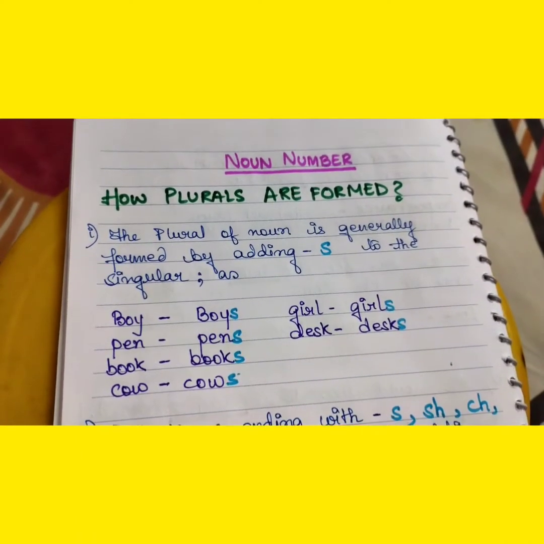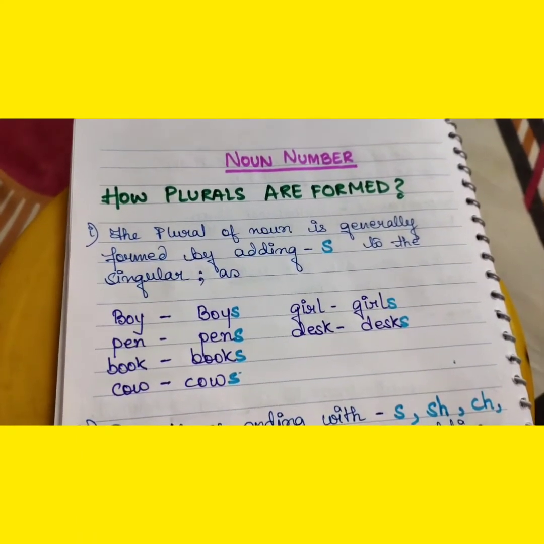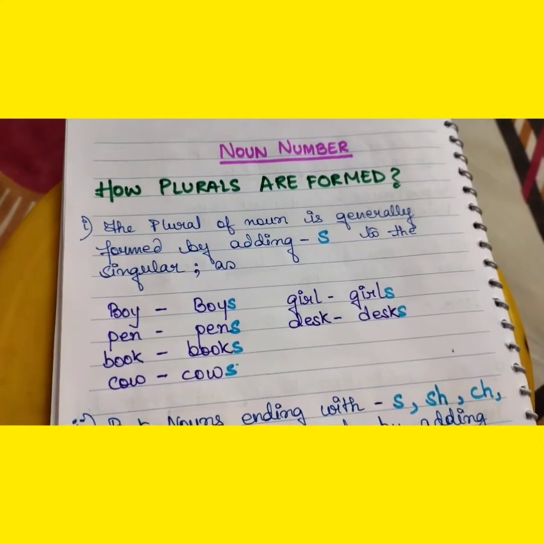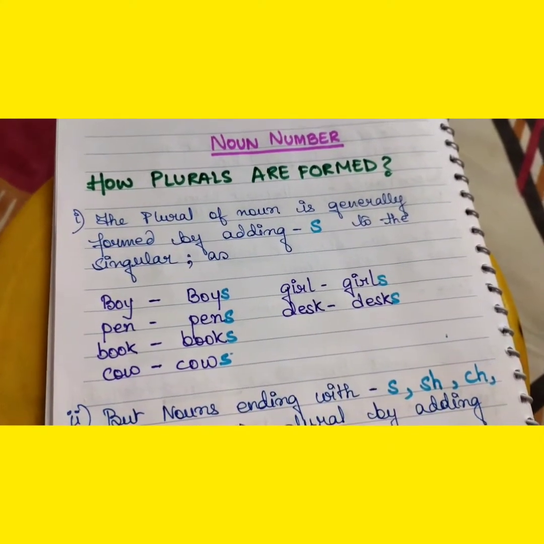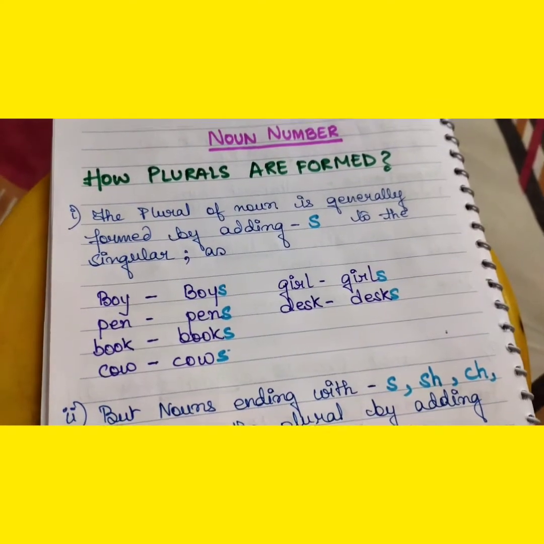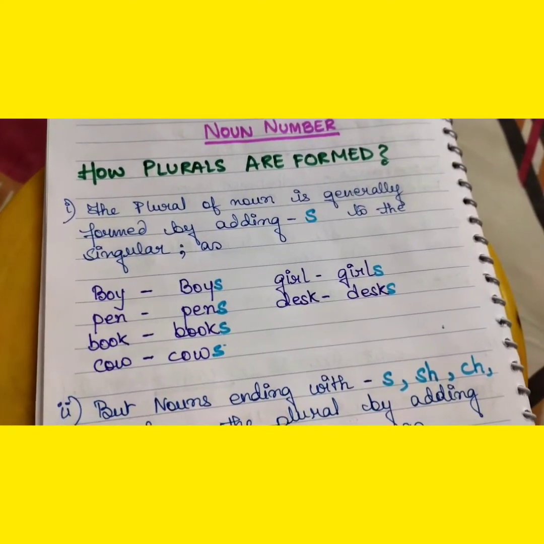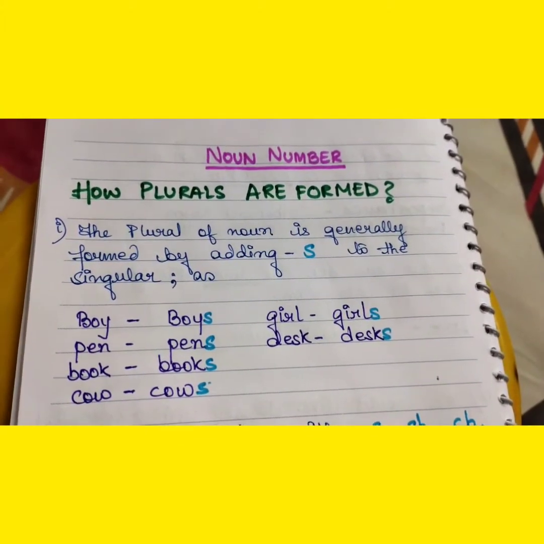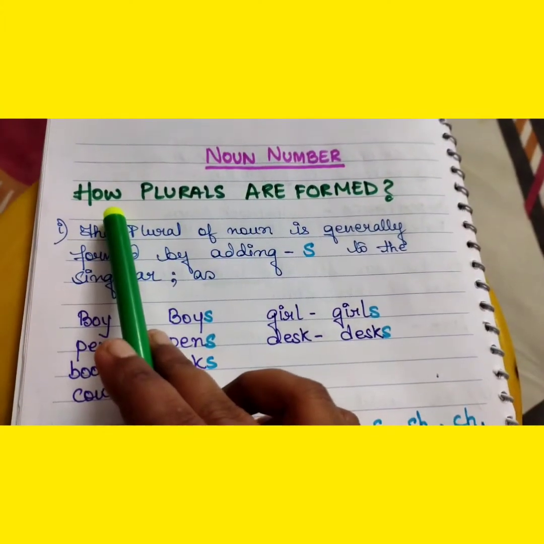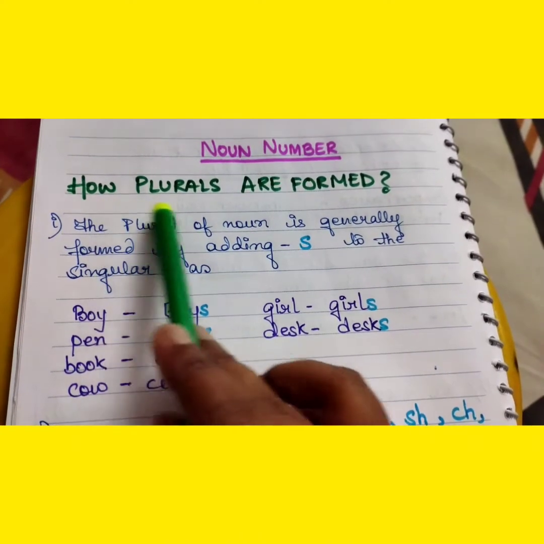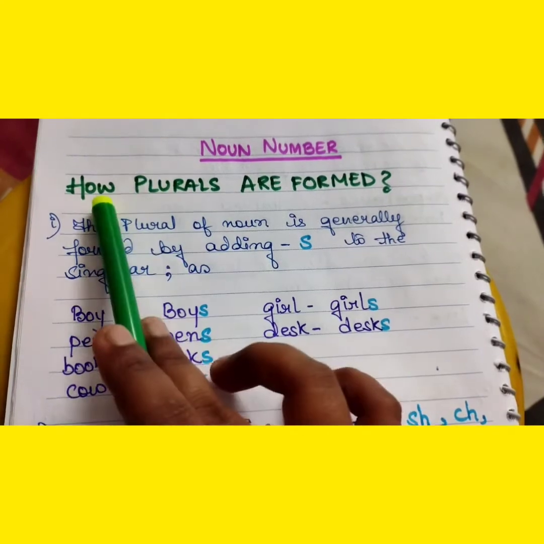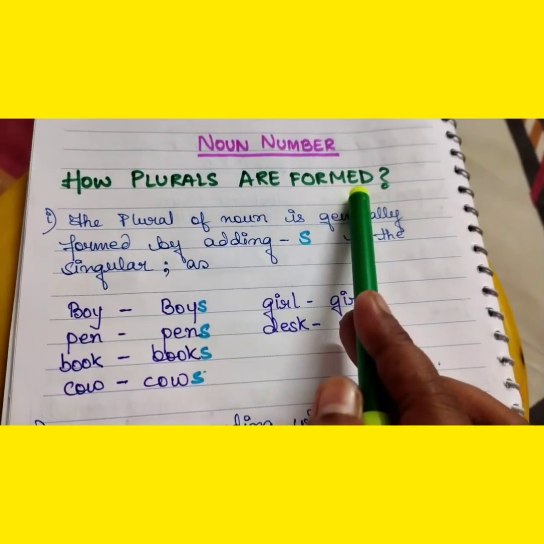Hello everyone. Today's video will be on noun number. I have seen many students make mistakes when they are changing from singular to plural number. So today's video is on this one. How are we going to change the plural forms from singular to plural? So how are plurals formed?